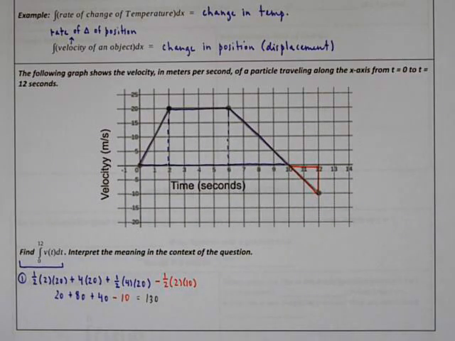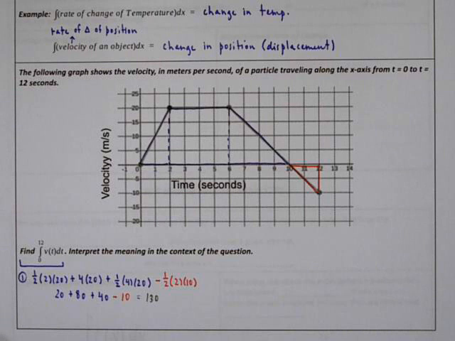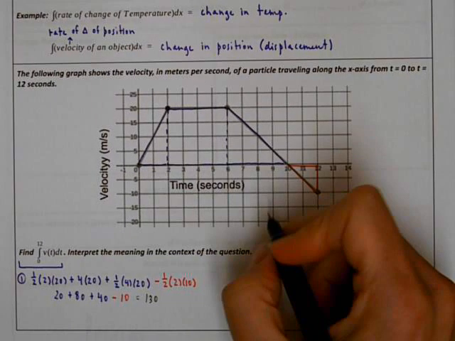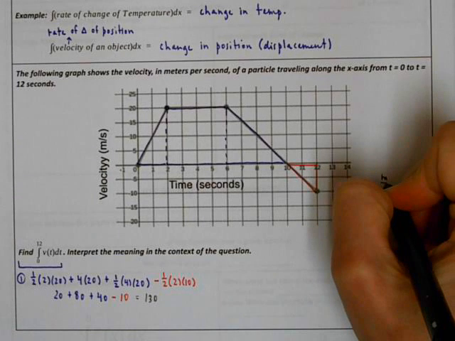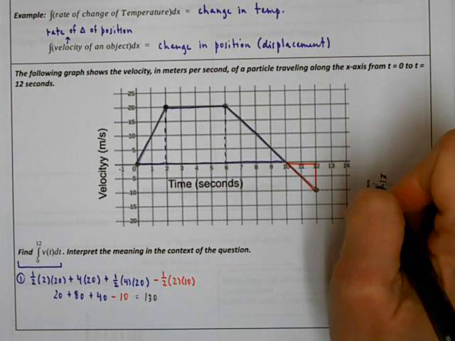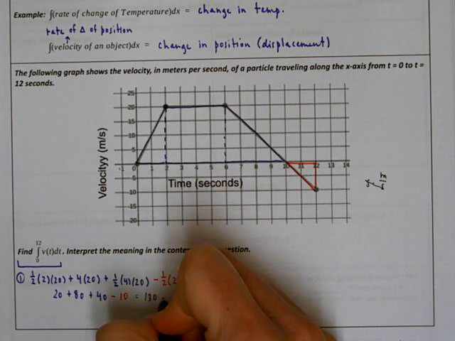Now, we have to think carefully about units. When we did our calculations, we were multiplying the base times the height. So we were multiplying seconds times meters per second. When I do that, my seconds cancel, so my units are meters.